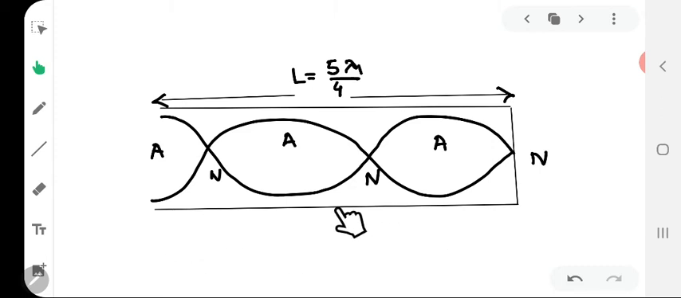This is the second overtone or the fifth harmonic, and we must remember once again that a closed pipe produces odd harmonics only. The even harmonics are absent in a closed pipe. In a closed pipe, at the closed end there must always be a node, and at the open end an antinode.